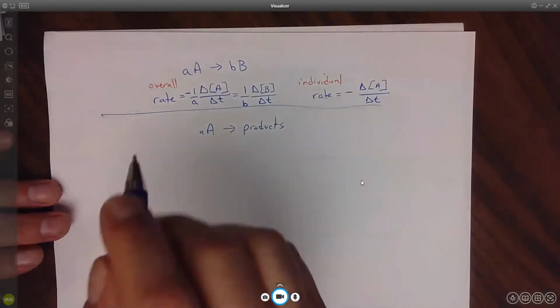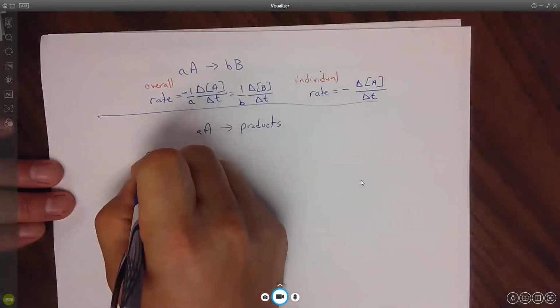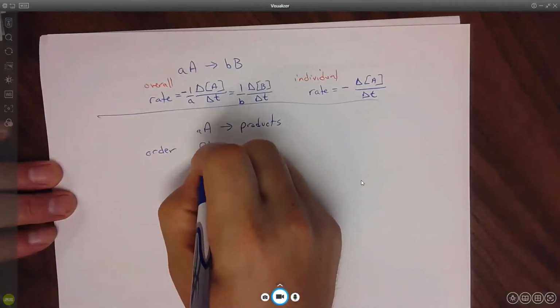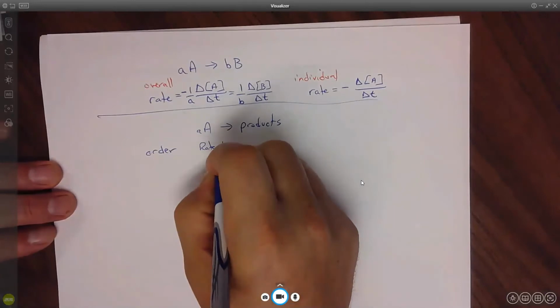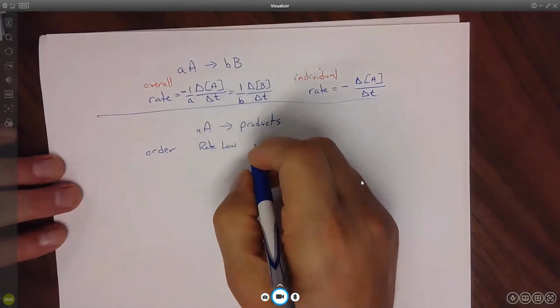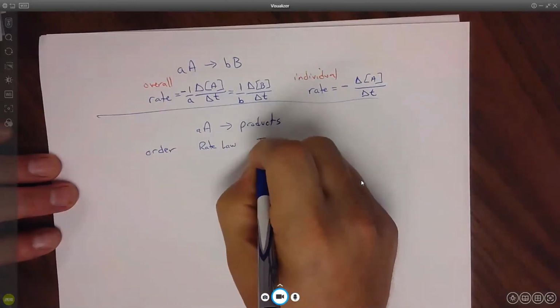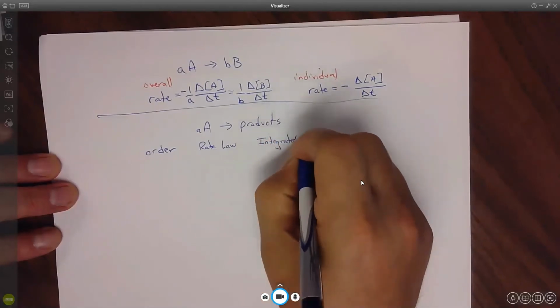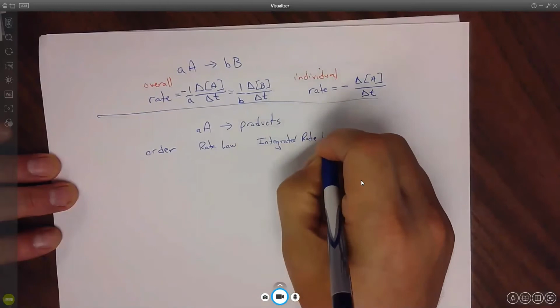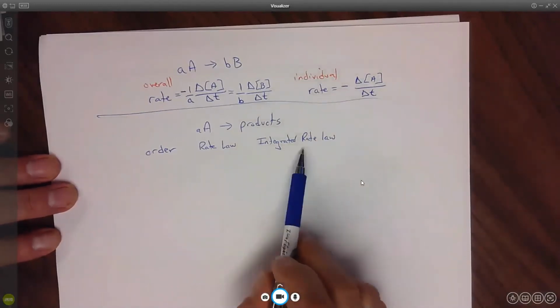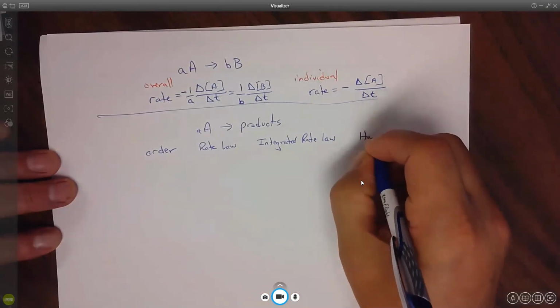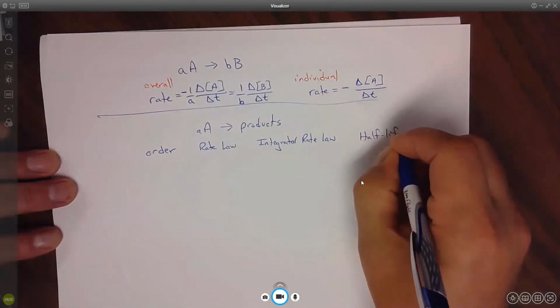Okay, so we're going to talk about different orders of equations. We're going to talk about the rate law associated with each of those orders. We're going to talk about the integrated rate law or time concentration equation. Again, you can call this the time concentration equation. And we'll talk about the half-life for each of these.